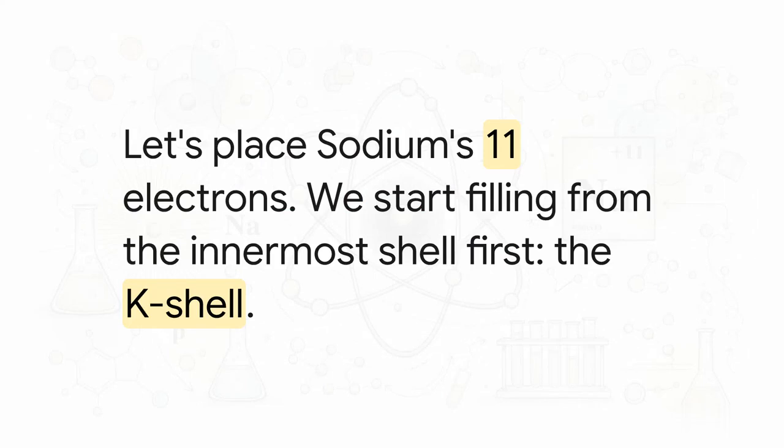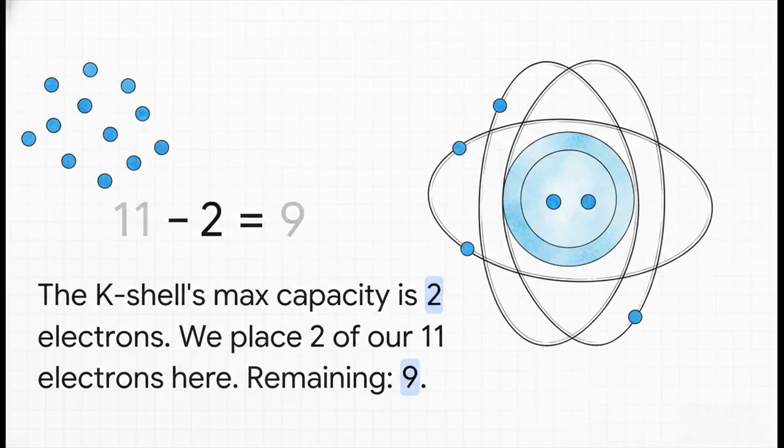So, let's take these rules and start applying them to our 11 electrons for sodium. We always, and I mean always, start with the innermost shell first, which is the K shell. The maximum capacity of the K shell is 2 electrons, so we'll take 2 of our 11 electrons and place them right there. That means we have 11 minus 2, 9 electrons left to place.